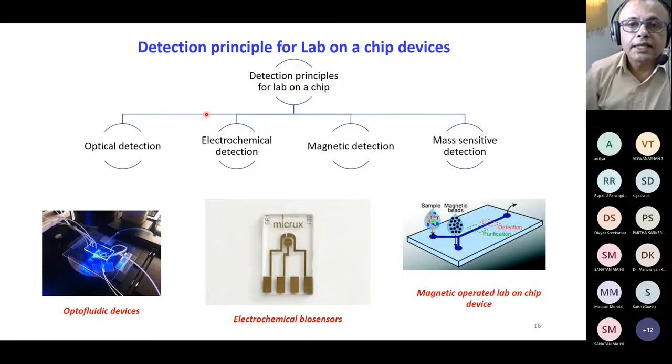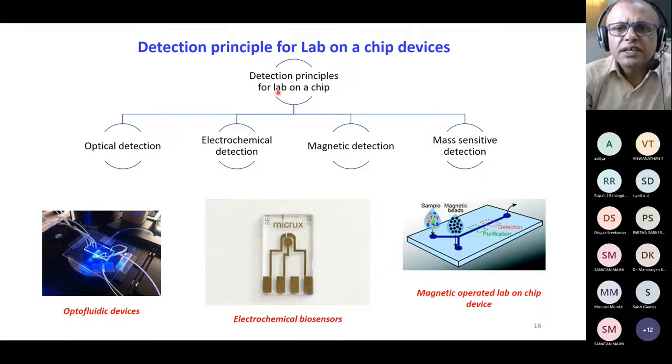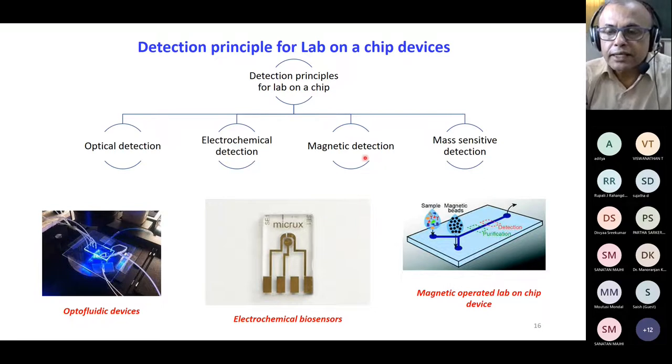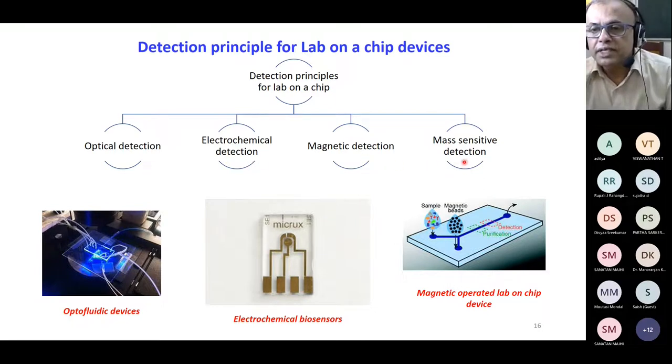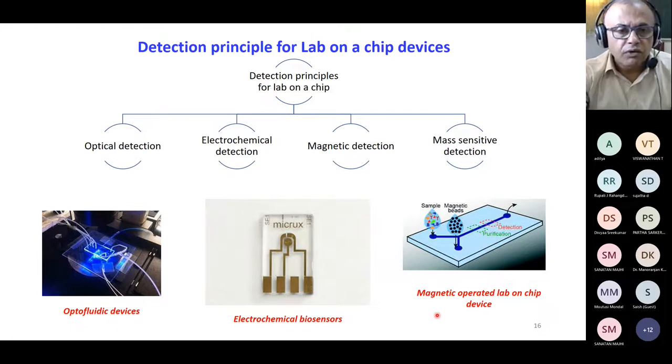The other is detection for the lab on a chip. Again, specific for this lab on a chip, you have different principles for detection. The optical detection technique can be useful. Electrochemical detection, magnetic detection, and mass sensitive detection can be made. In this case, we'll go for the electrochemical detection technique.